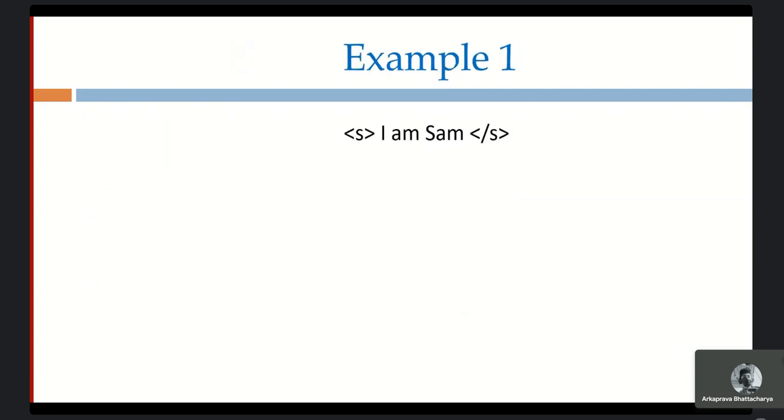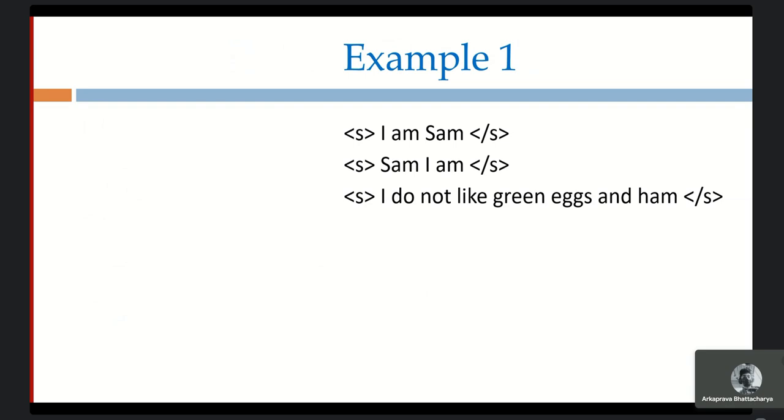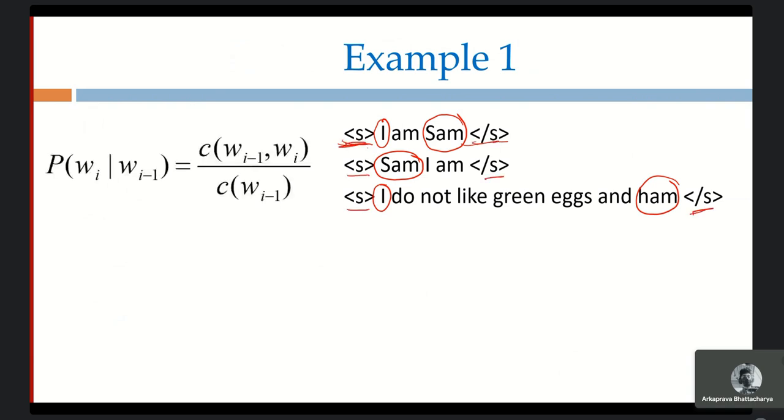I'll take a small example here. Let's suppose I have a corpus: I am Sam. Sam I am. I do not like green eggs and ham. So these are the sentences. I'm placing the start and end symbols to make sure that this is the start of a sentence and this is the end of the sentence, so that I can calculate the probabilities for I and also for Sam. I can calculate the probability for Sam here, I for ham here. That's the reason the start and end symbols are very important here.